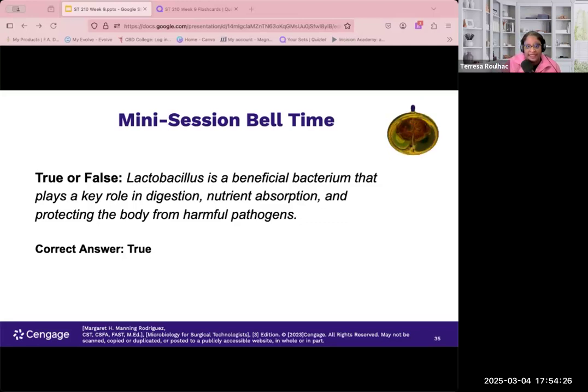But with Lactobacillus, they are a part of our normal microbiome. It's already in our gastrointestinal and female genitourinary systems. It is considered friendly because it supports our digestion, it assists in nutrient absorption, and it helps protect the body by outcompeting harmful pathogens. That's right, someone wrote Greek yogurt. Therefore, the statement is true.